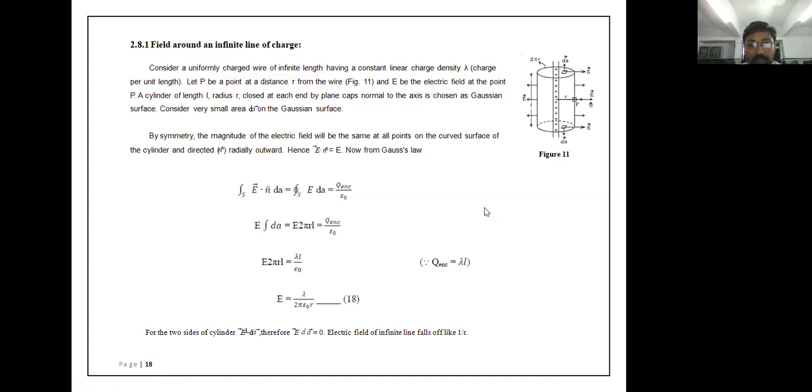So for both the sides of the cylinder, E is perpendicular to dA, therefore E dot dA is equal to 0. And the electric field on the curved surface falls like 1 upon r. We can say this from equation number 18, because in equation 18 lambda is the line charge density, which is constant, 2 pi is constant, and epsilon naught, the free space permittivity, is also constant. Here r can vary. If we increase r, the electric field decreases; if we decrease r, the electric field increases. So the electric field of the infinite line falls like 1 upon r. Okay, thank you.